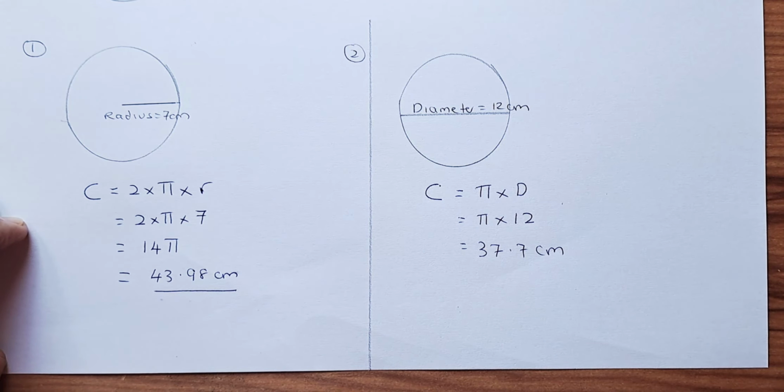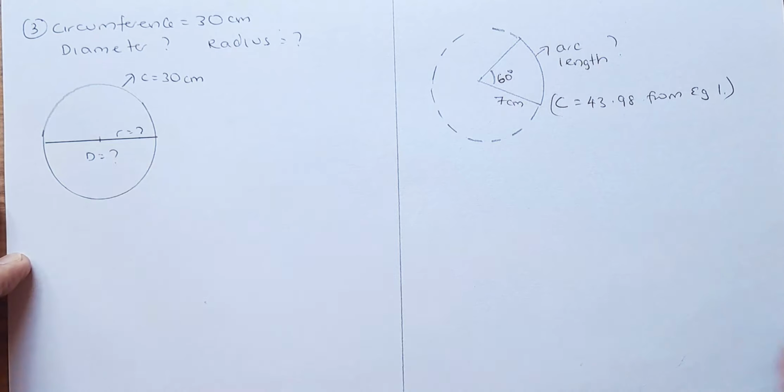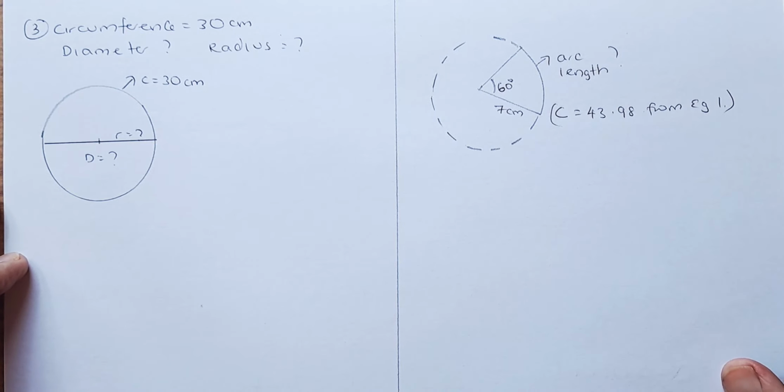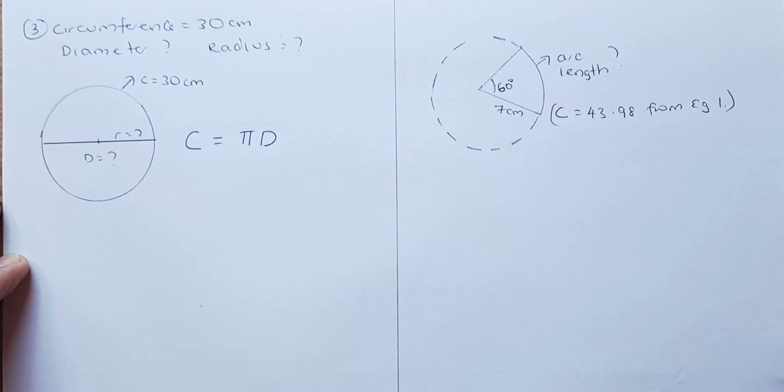Now we will proceed to a little bit more challenging question. The slight difference is that the circumference is given. The circumference is 30 centimeter, and we want to find the radius as well as the diameter. So we use the formula as usual. Circumference equals pi times diameter. You can use 2 times pi times radius, that is still fine, but we decide to use pi times diameter. Now you're going to swap the equation around, so pi times diameter equals circumference. You just swap the front to the back and the back to the front.